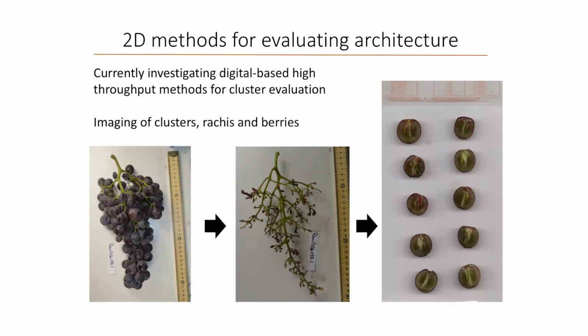So Anna and Lance have talked a lot about different methodologies that we have going for evaluation. So this is going to be a little bit broader, and I'm going to spend less time talking about details. For our system, we were looking at doing, again, 2D imaging for architecture, using images of clusters with and without berries, and then detached berries that we then scanned.